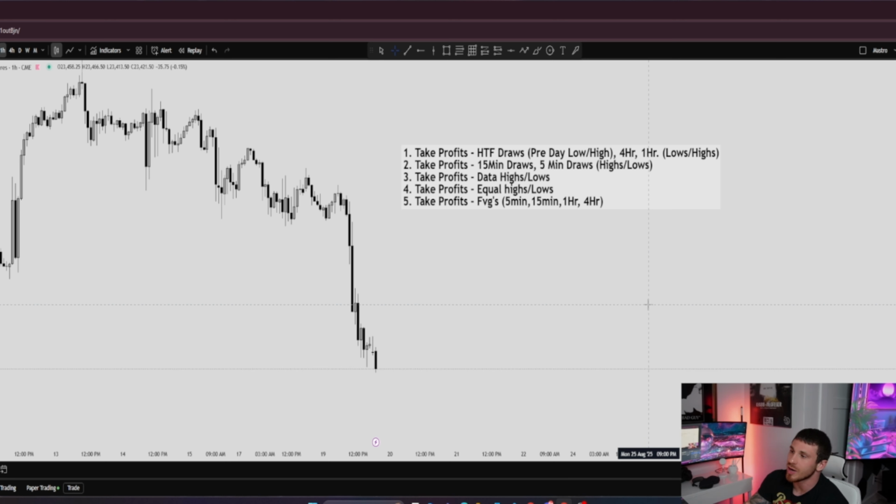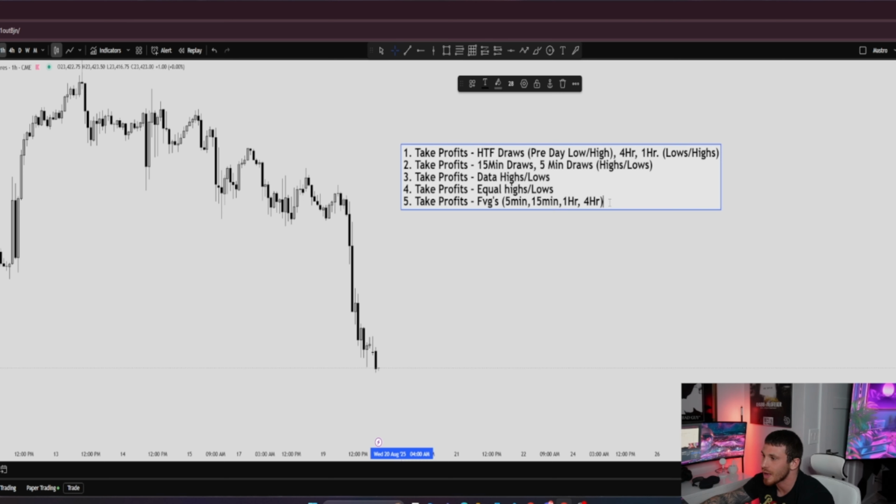Another one, you should already know this. You probably hear it a lot on social media. Equal highs and equal lows. Those are always a strong draw on liquidity to target if the market's moving in that direction. And then finally, usually I don't do this a lot, but take profits at fair value gaps. You have the 5 minute, the 15 minute, the 1 hour, or the 4 hour fair value gaps. I never target 1 minute fair value gaps.